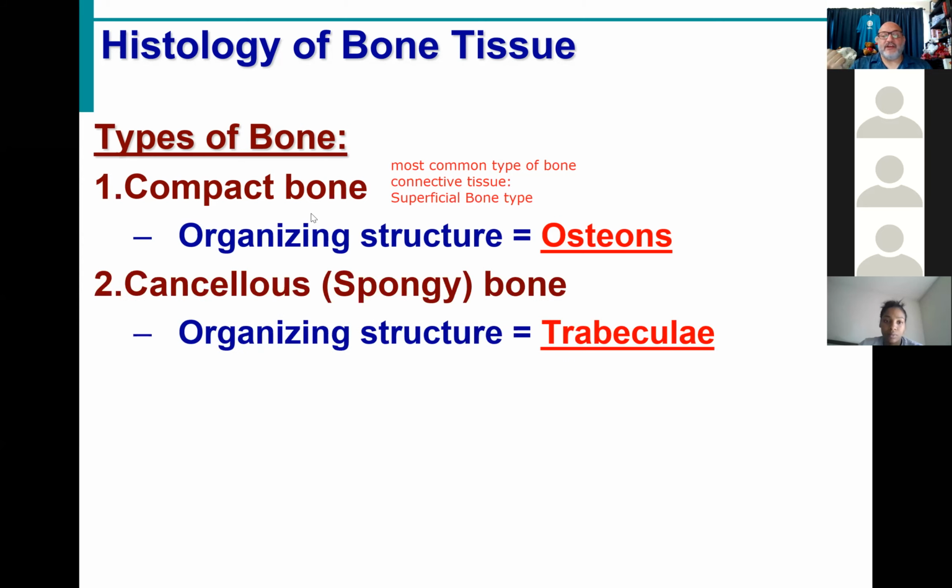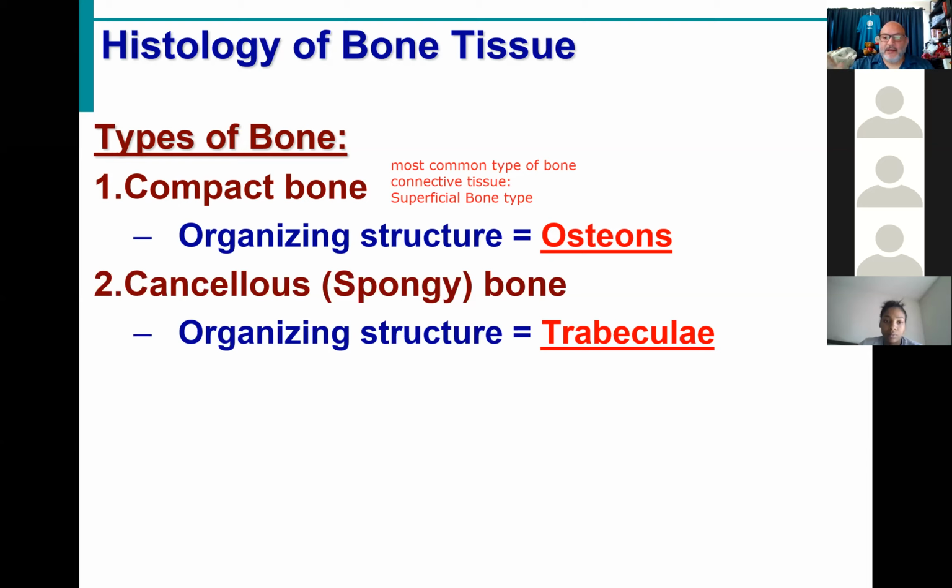Making up about 20% of your skeleton is our cancellous or spongy bone. And again, both of these are appropriate anatomical terms. So if spongy is easier to spell, then by all means use spongy. If you like the fact that cancellous sounds more impressive, then use the term cancellous. Whatever makes you happy, both are appropriate anatomical terms.